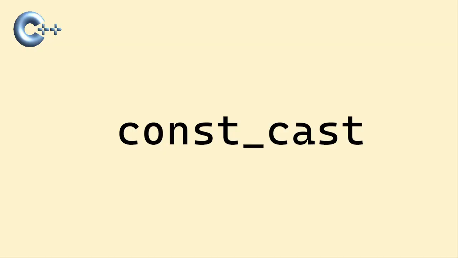Now const cast. Const cast is for removing constness from a variable. It is useful when you need to pass a constant pointer or reference to a function where a non-constant one is required. Let's learn it through coding.